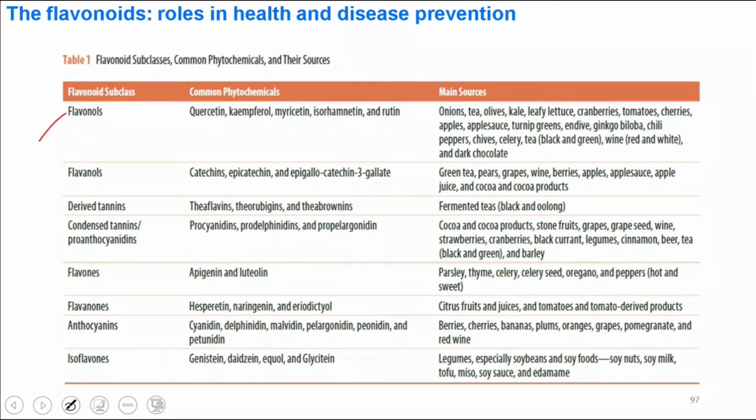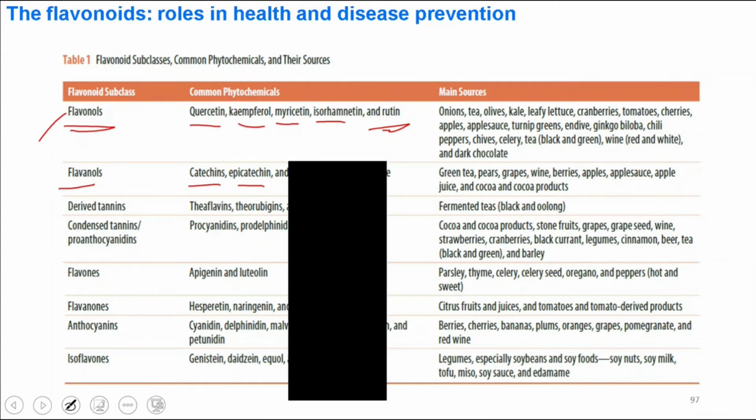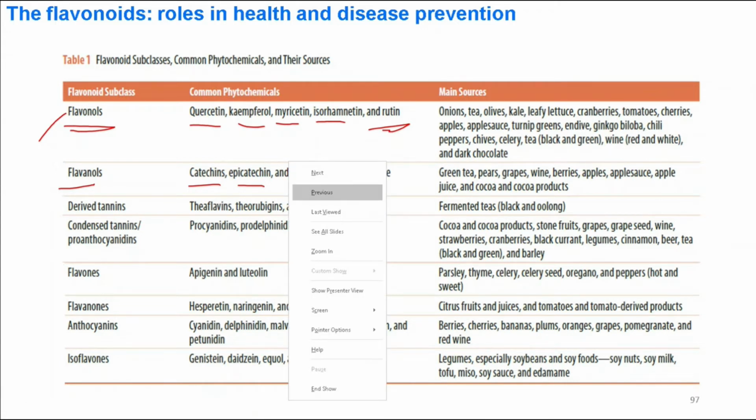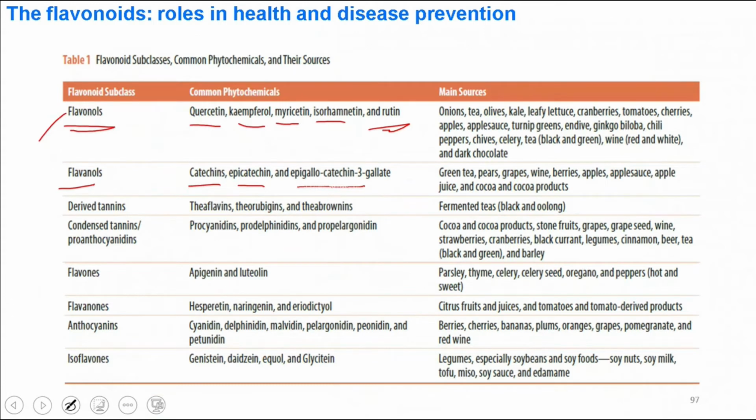Flavonols are present in the form of quercetin, kaempferol, myricetin, isorhamnetin and the rutin. These are all the examples of flavonols. And if we talk about the flavanols, catechin, epicatechin, epigallocatechin-3-gallate, so these are all examples of flavanols, and these are present, for example, in green tea, pear, grapes, wine, berries, apple, apple sauce, apple juice, right?